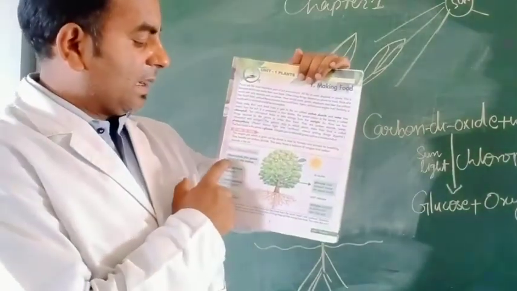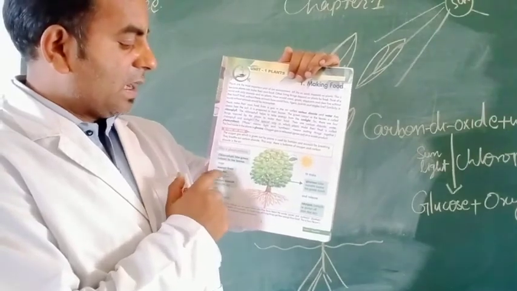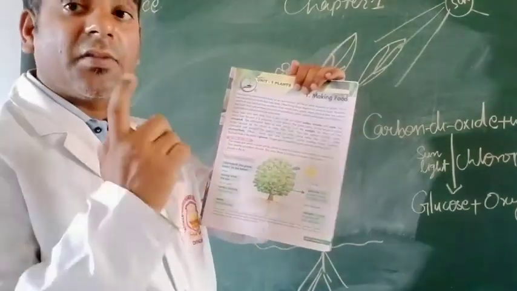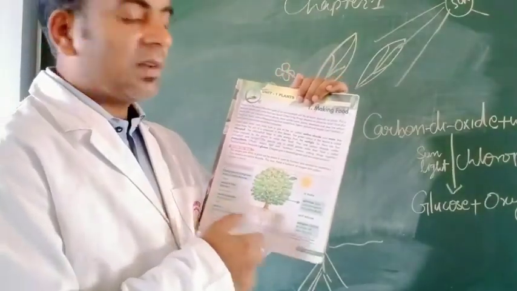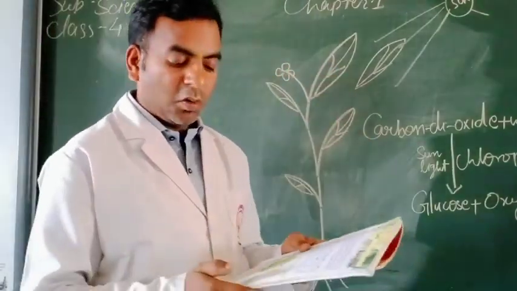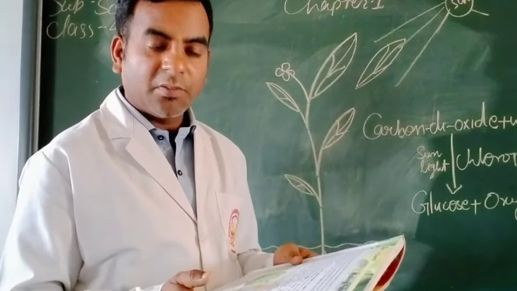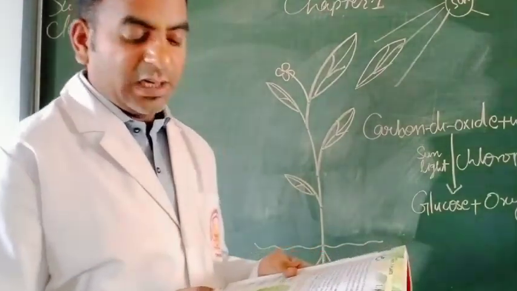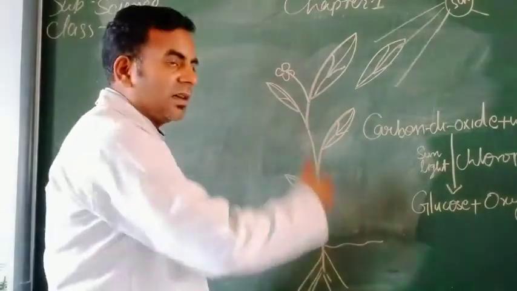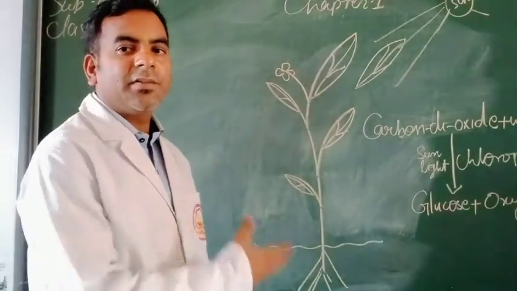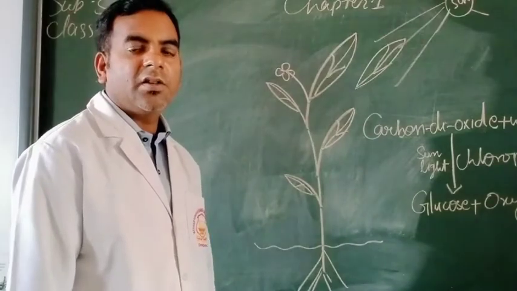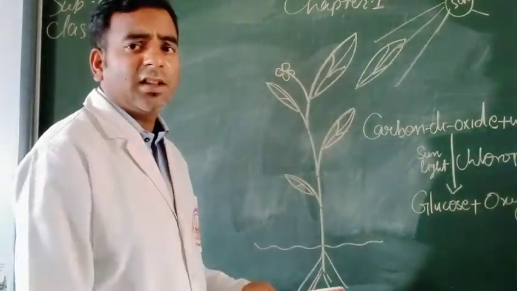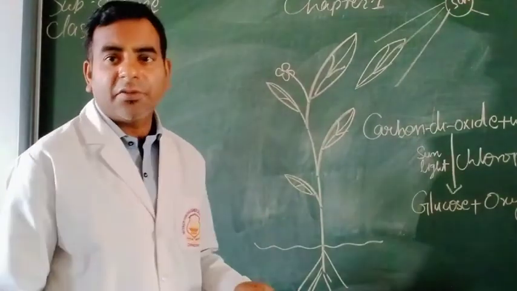Chlorophyll, the green color in the leaves, traps energy from the sun, carbon dioxide from the air, and water from the soil. Next, glucose, the correct name for plant food, is made, and oxygen is released into the air. So this is the small diagram. All of you draw it in your copy. Okay. So this is the revision of your photosynthesis.